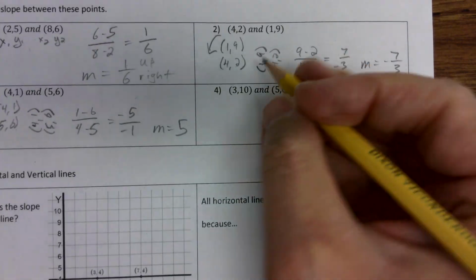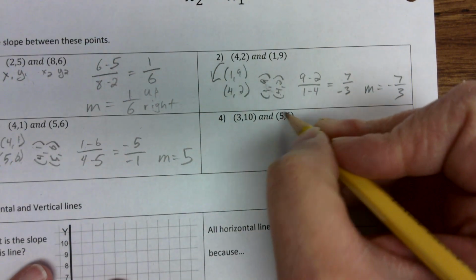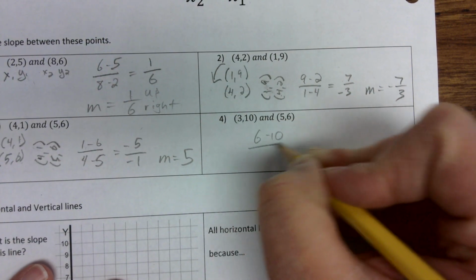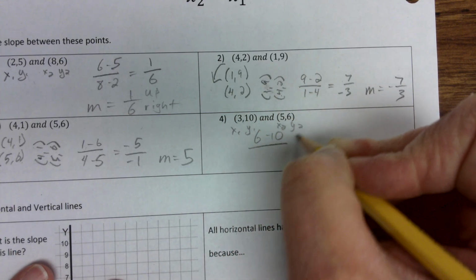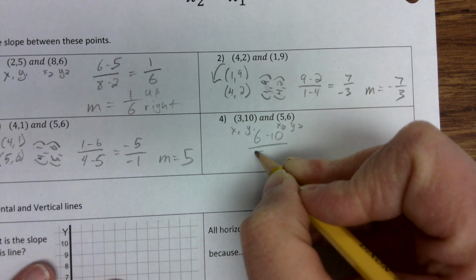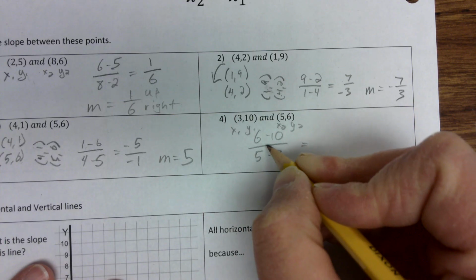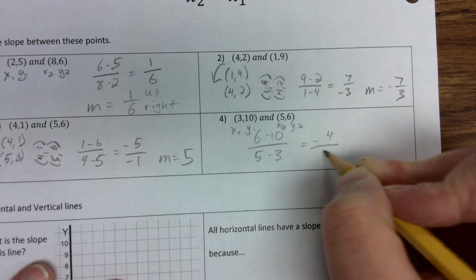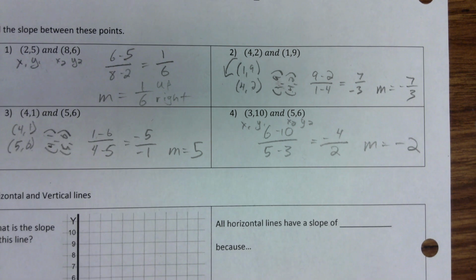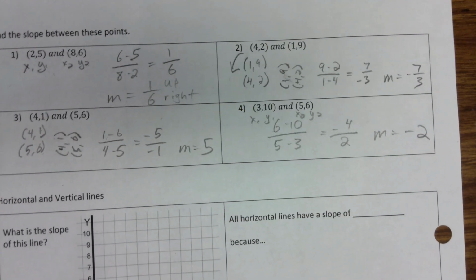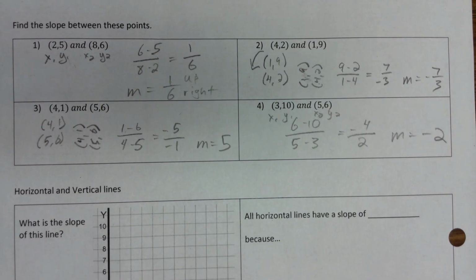So then I got 3, 10, and 5, 6. I'm going to do the slope formula right here. I'm going to say 6 minus 10 on top, so that's x1, y1, x2, y2. So 6 minus 10, and then 5 minus 3. I end up with a negative 4 over 2, which is just going to simplify to a slope of negative 2. I could show you all these on Desmos if you wanted to, but that's what it's going to show you. So that's how we calculate slope.